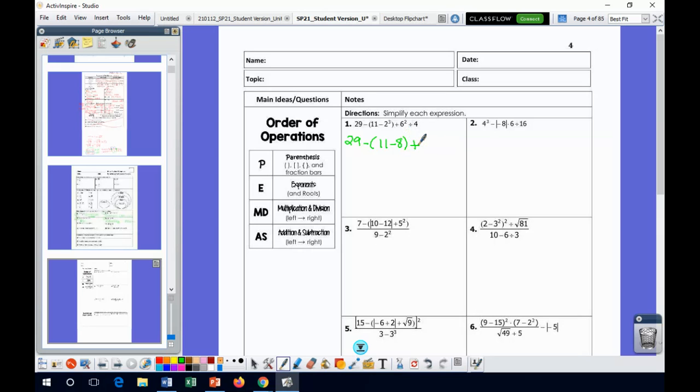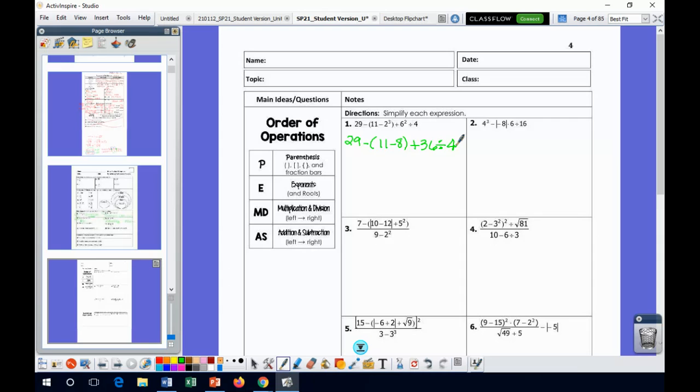Plus, and now we have another exponent. That's 12. It's just 12. If it was a third, it'd be 36. 36 divided by 4.